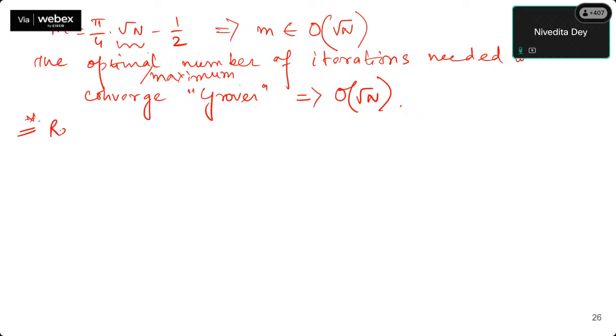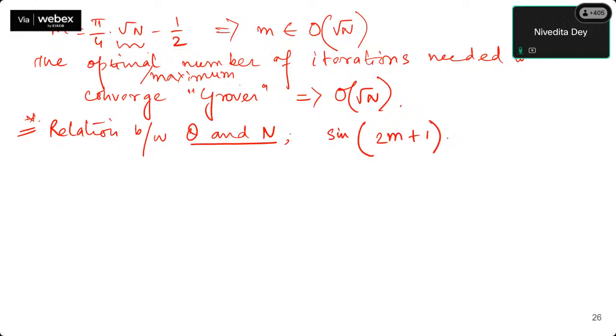That is the relation between, and try to prove it, the relation between theta and n. I was talking about choosing a small theta and n. So that means theta also can have a kind of an effect on the number of iterations. So the relation between theta and n is nothing but sine 2m plus 1 into theta. M is the number of iterations, total number of iterations now, theta, that is equals to 1 minus 1 by 2n. This can also be proved, but right now ignoring it, you can check it by your own terms.